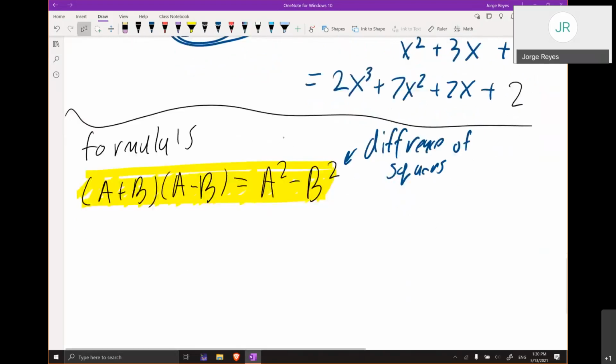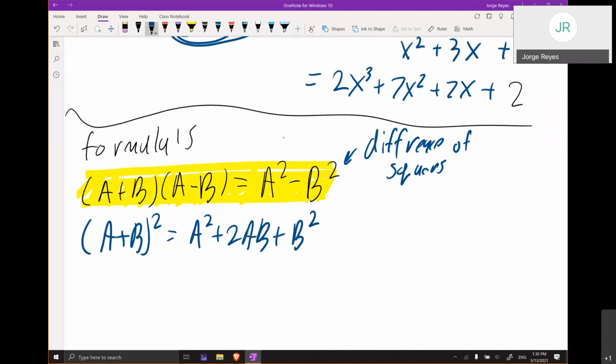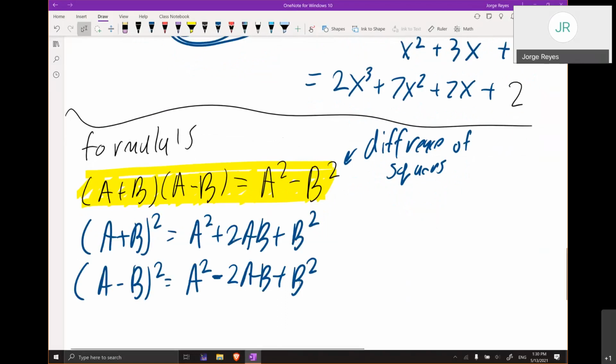So here are the other two formulas I kind of talked about already. It was (a plus b) squared. This is a squared plus 2ab plus b squared. I don't know why I use capital letters. And so what happens when you use a minus sign? The only thing that changes is the minus sign in the middle. So these two are not that hard to memorize. Let me make the minus sign more obvious. The only difference is this minus sign.